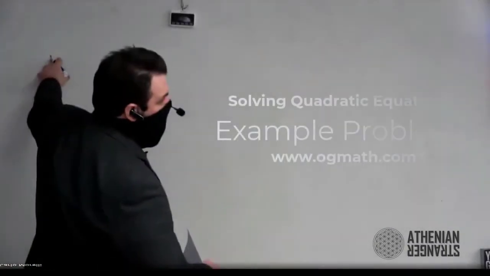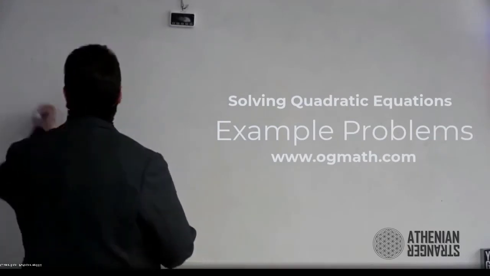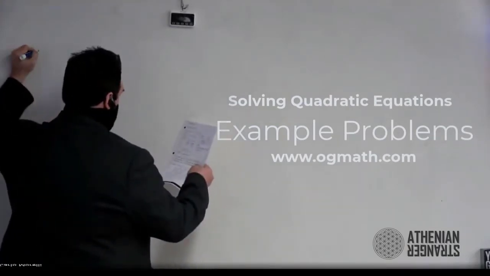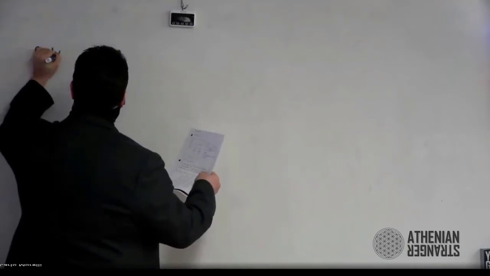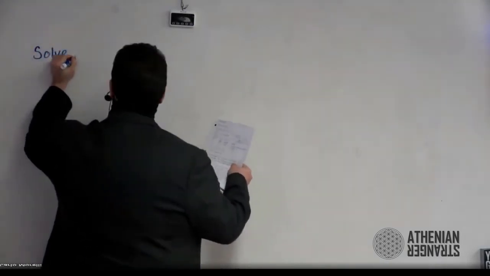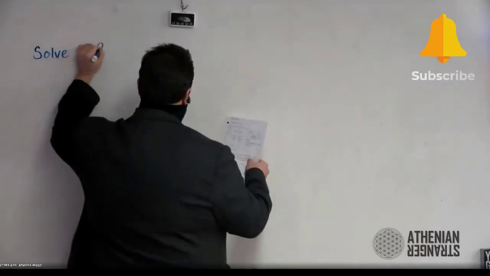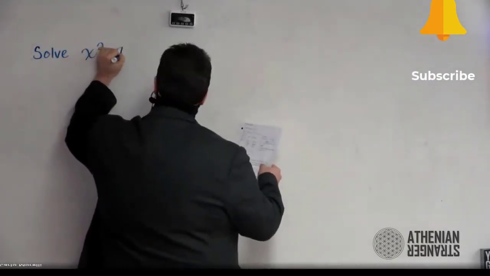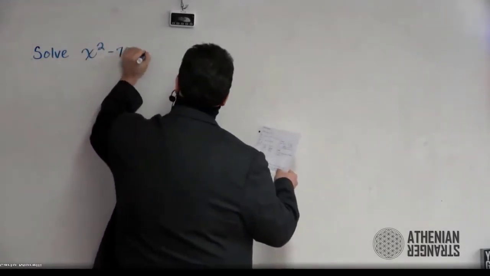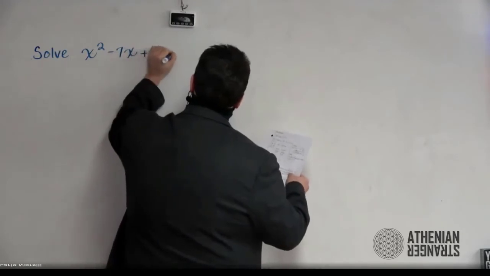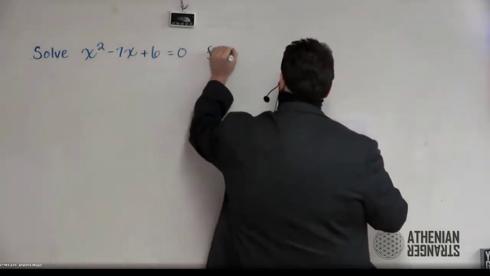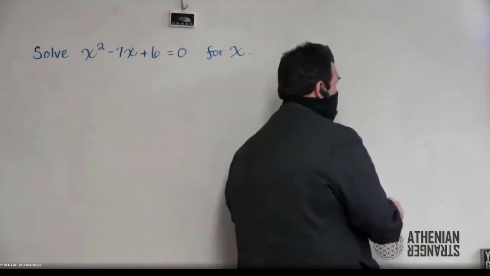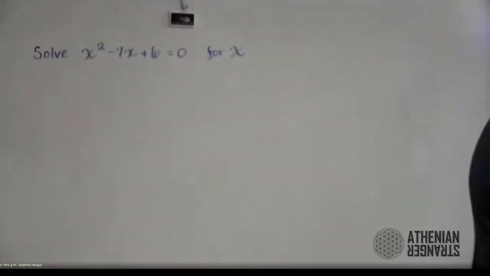Let's do these two example problems. Solve x squared minus 7x plus 6 equals 0 for x. This is our first example problem.